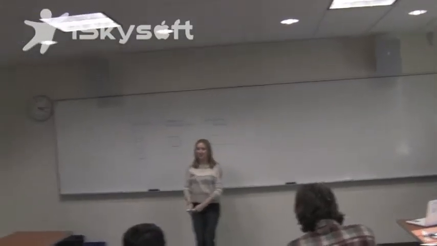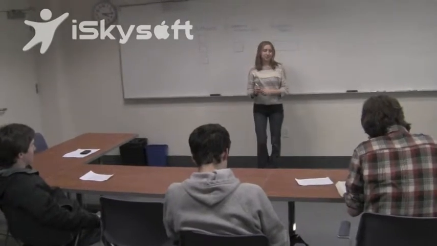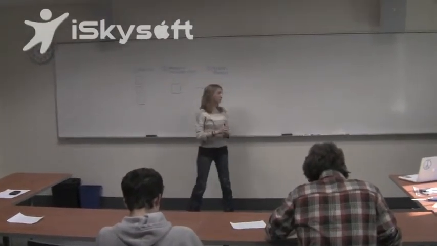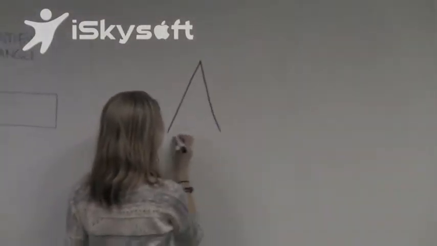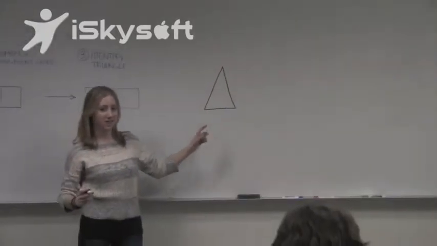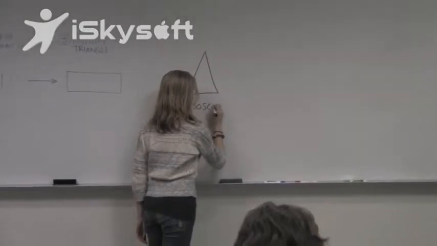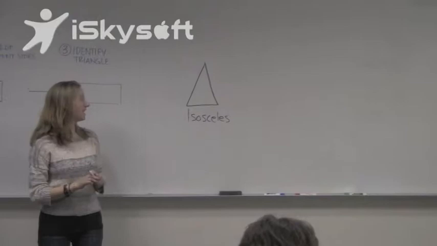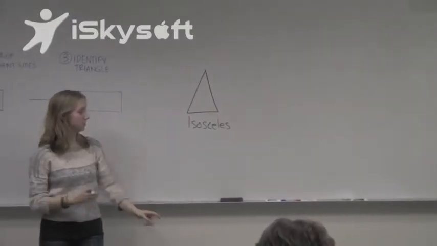Alright, so today we are going to be learning how to identify different kinds of triangles based on the length of their sides and the relationship between the sides. So, if we have this triangle, for example, what we call this kind of triangle is an isosceles triangle. An isosceles triangle means that two of the sides are the same and one's different.